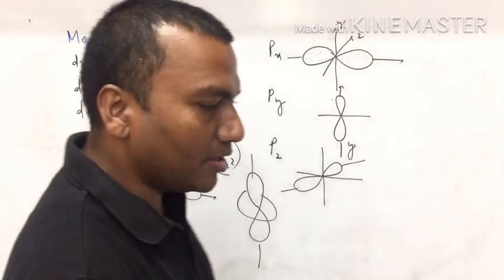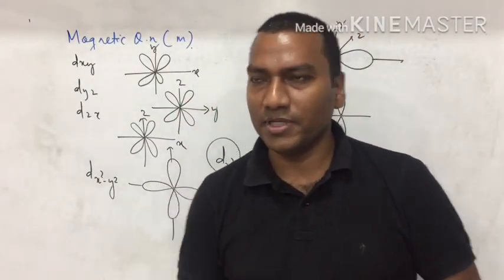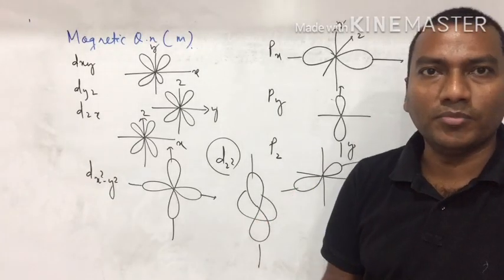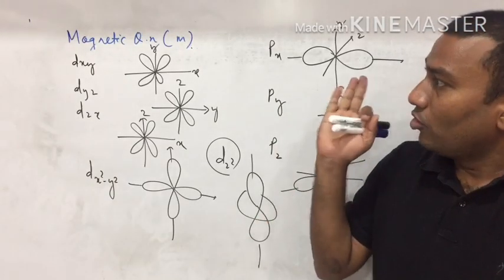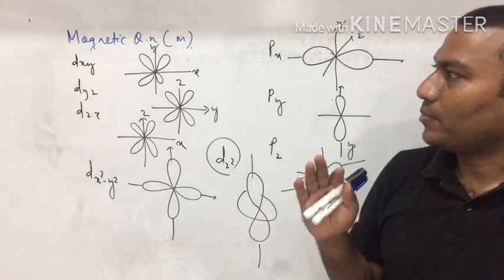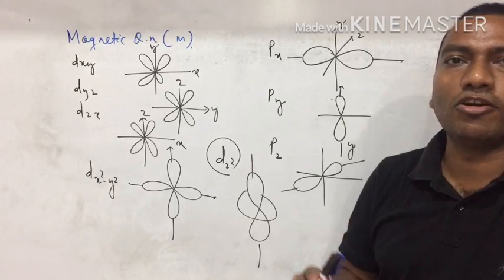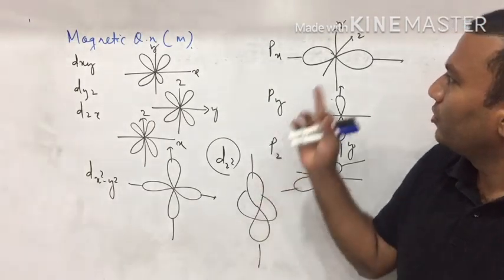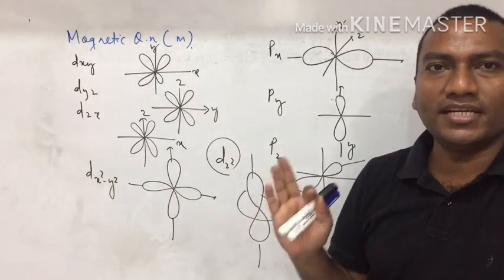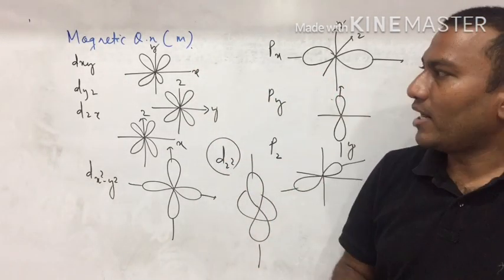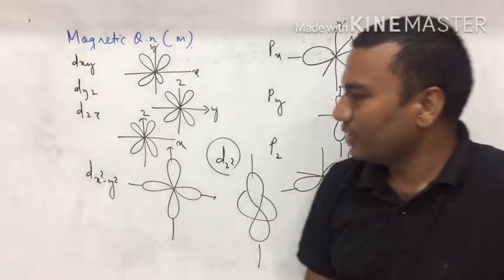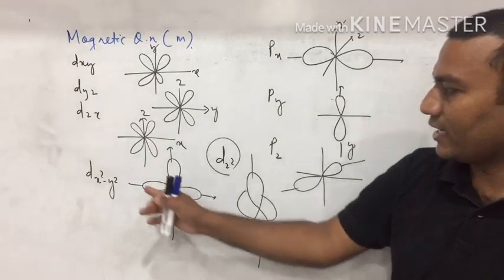So remember in px, py and pz, these are called lobes, the electron cloud, because we have read that orbitals are the three-dimensional space where the probability of finding an electron is maximum. So this is px, py and pz. dxy, dyz, dzx, their format is the same, yes or no? But in dx square minus y square, the lobes are present on the axis.